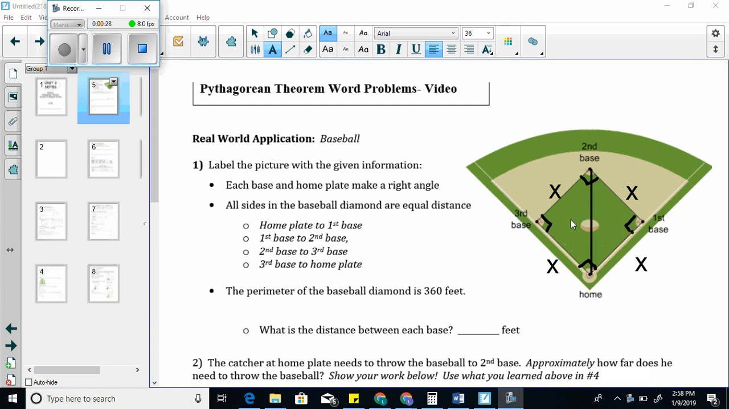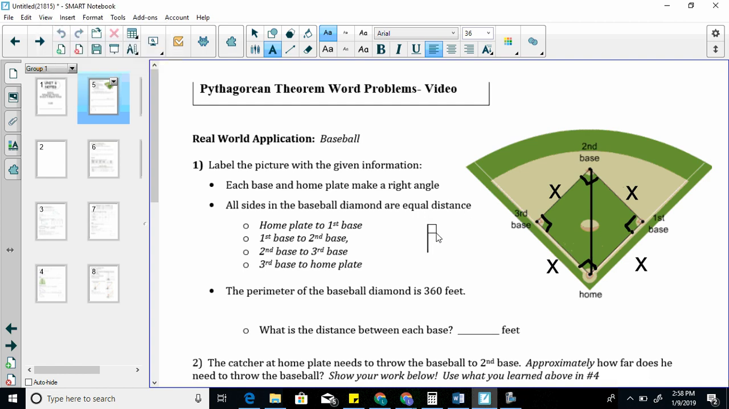Now when I know that all four of these make a right angle, I know that it's either a rectangle or a square. Now when it tells me all sides in the baseball diamond are equal distance, now I know it is a square. Now you may be able to infer that by looking at it. So I know that if it's a square, all the sides are the same. So right now I just have them as x because I don't know what they are right now, so I'm just going to label them all as x.